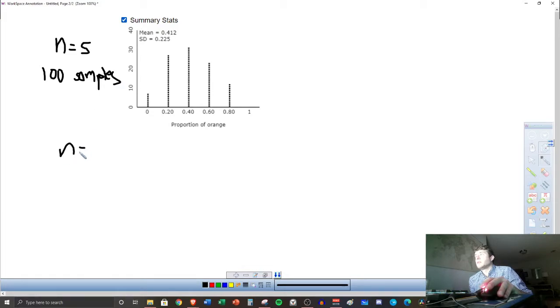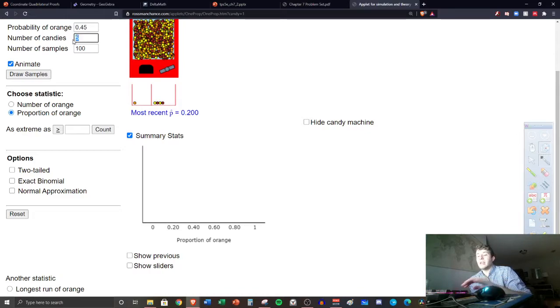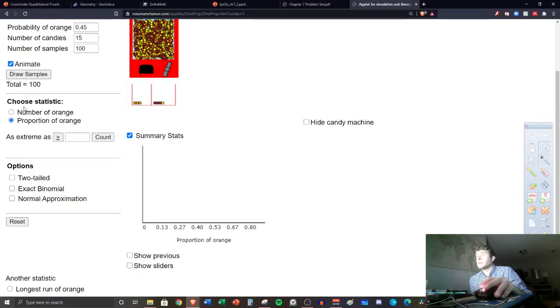Then we're going to do n equals 15, and then we're going to do n equals 30. So let's go ahead and try this again. We're going to reset, and we're going to take 15 candies instead, and now we're going to draw the samples. And you'll notice that our proportions on the bottom here have already changed. So let's draw these samples.